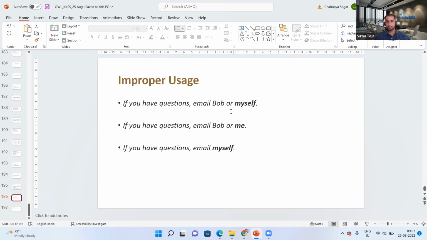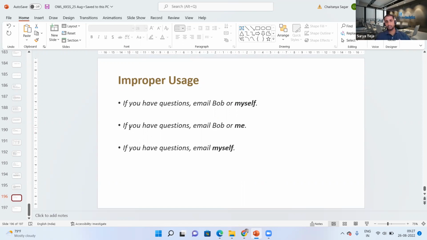So both of these things are not referring to the same verb. So that is the reason why it is a wrong way of using it. So the actual one, it has to be, if you have questions, email Bob or me. As we know, this Bob or me, the reason why we used me is because it is in the object place, not the subject place. So that's why we used me, not I. So if you have questions, email Bob or me.